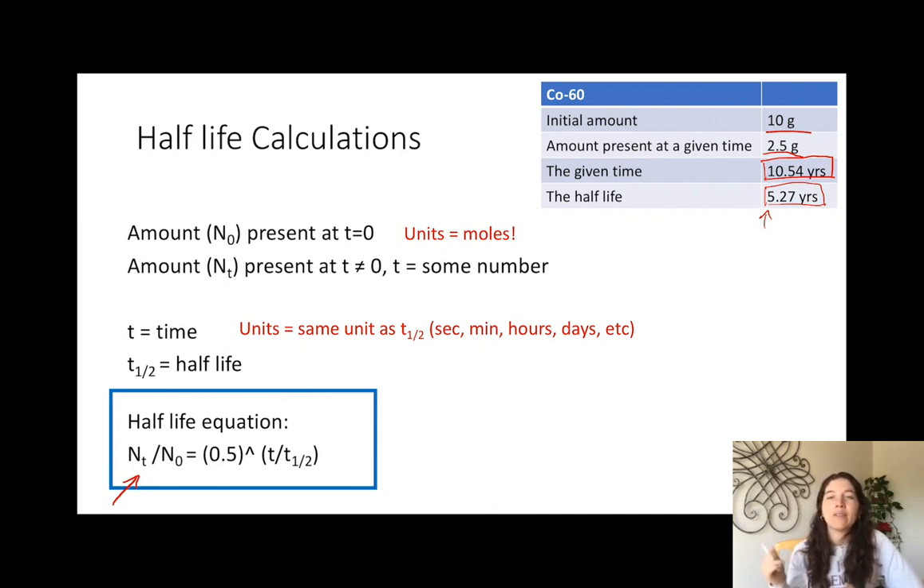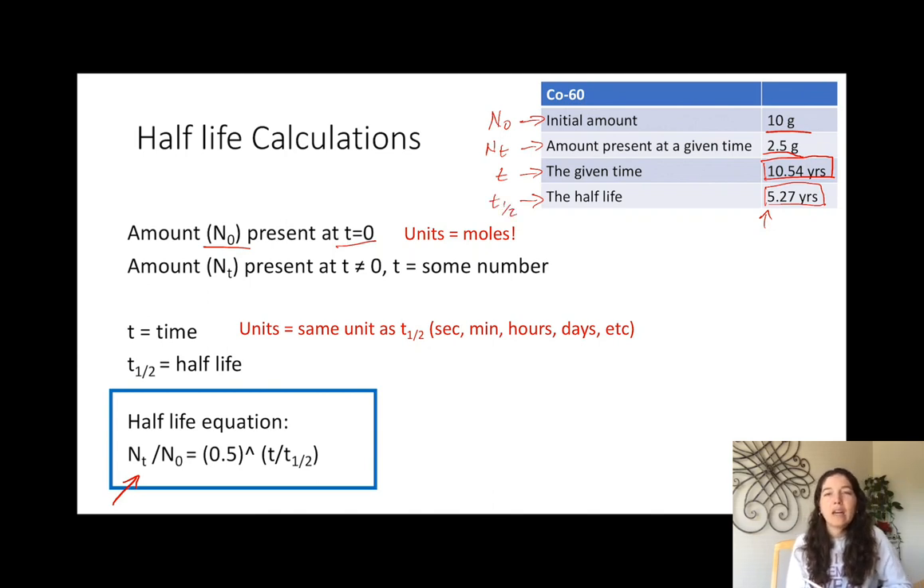Or it might say, given this initial amount, this time present, calculate the half-life if this much has changed. So these are each of these values here. Our initial amount is N0, the amount present at time 0, so that's your initial. N_t is the amount present at the given time, here, which is 10.54 years. And then the half-life is a known value, so this is T1/2.